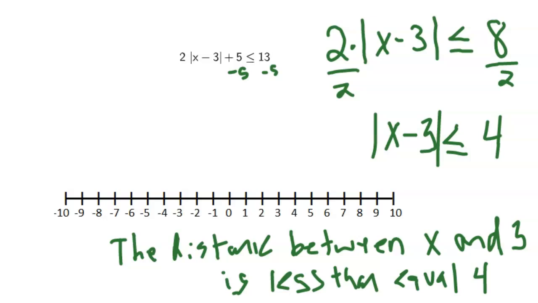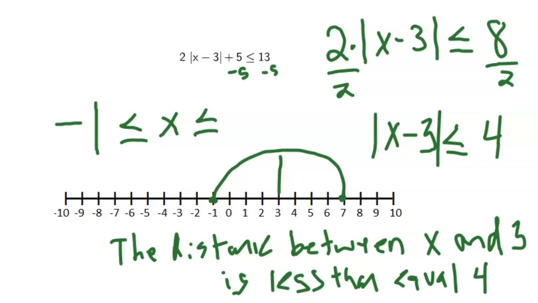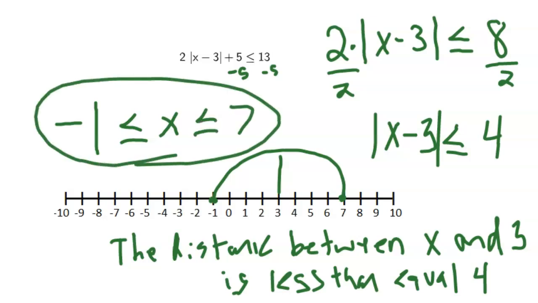And so here's your 3, and we want all the distances that are less than or equal to 4 from there. So that'd be 7. That's 4 units. And then if you go back, that's negative 1. That's 4 units away. And so all the points between those two are within 4 units of 3. And so the solution is negative 1 is less than or equal to x, which is less than or equal to 7.